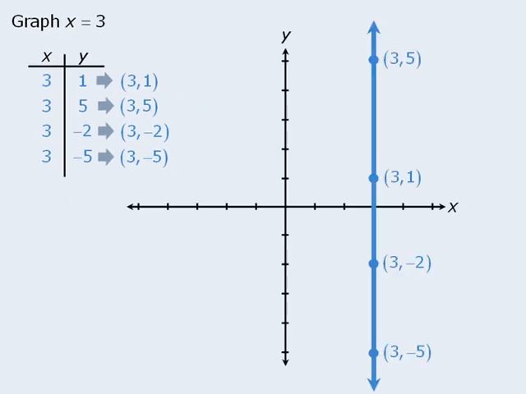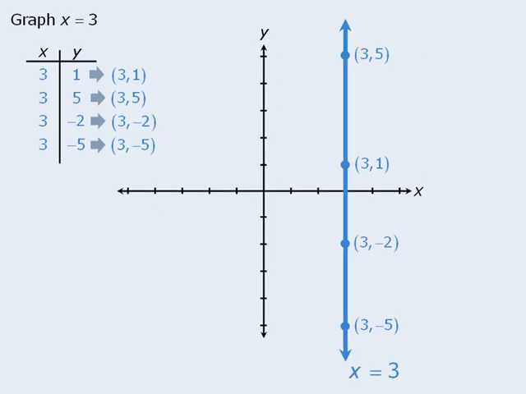When we connect these points, we get a line, and this line is the graph of the equation x equals 3. So the graph of x equals 3 is a vertical line such that all points on the line have 3 as their x coordinate.